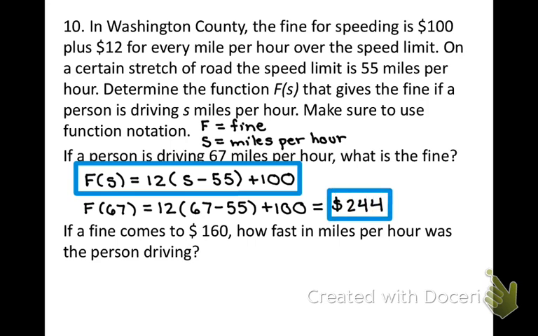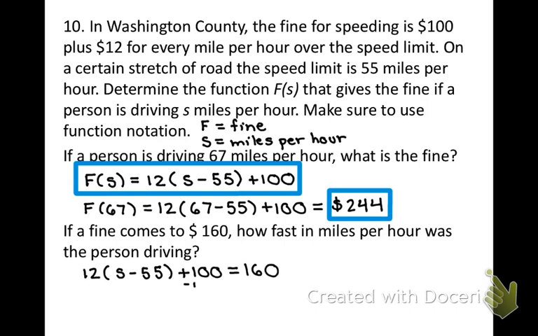Okay, now the second part says, if a fine comes to $160, how fast in miles per hour was the person driving? So we're going to take that function we came up with at the beginning and set it equal to $160, and we actually need to solve for S. So we're going to have 12 times S minus 55 plus 100 equals 160. And now we need to solve this equation for S.